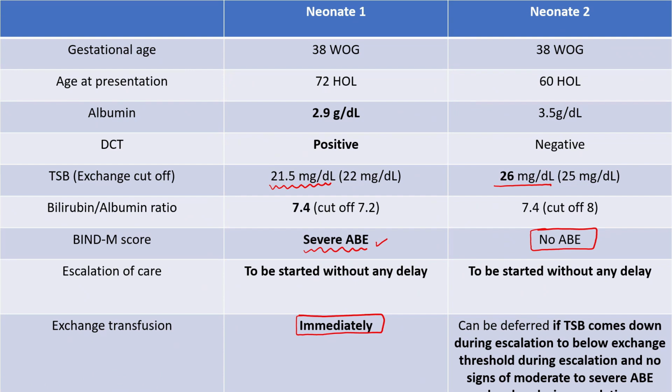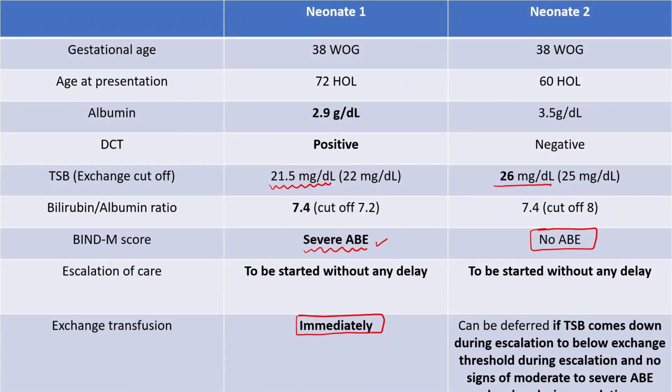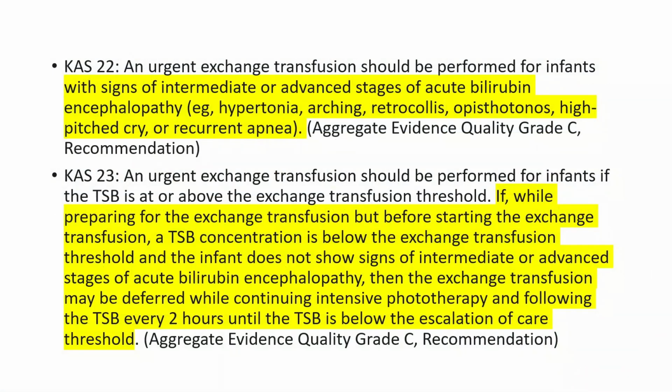But there's a loophole. In this particular case, since there is no ABE as yet, we start escalation of care. And during escalation of care, if the latest TSB falls below the exchange threshold and the baby still shows no signs of moderate or severe ABE, you have a choice to defer exchange while continuing with intensive phototherapy and hydration with frequent monitoring. This approach aligns with our key action statement 23, which emphasizes individualized decision making based on ABE signs and TSB trends.